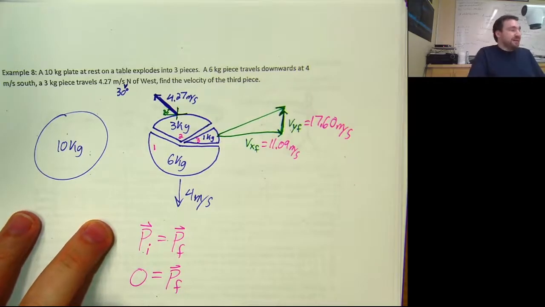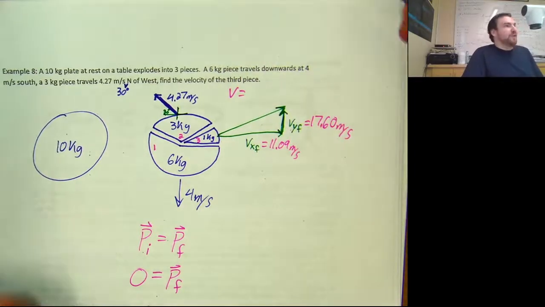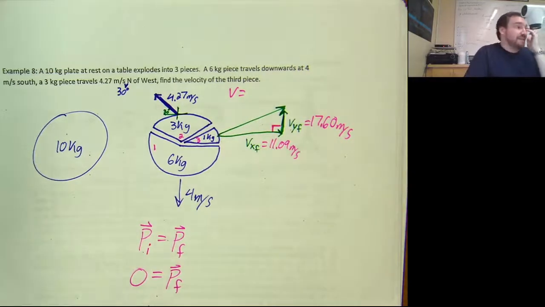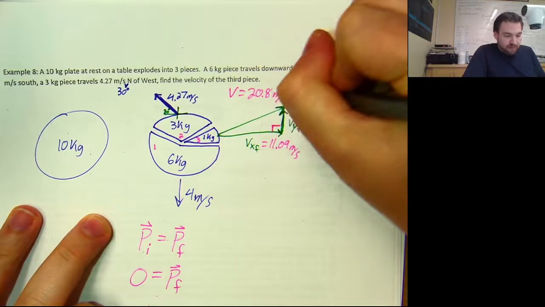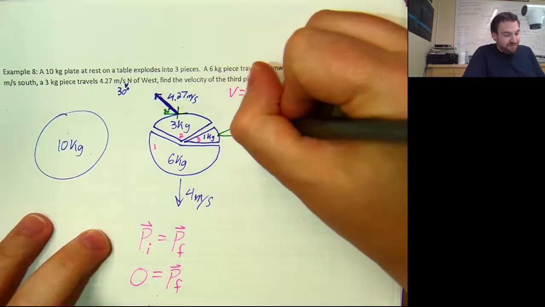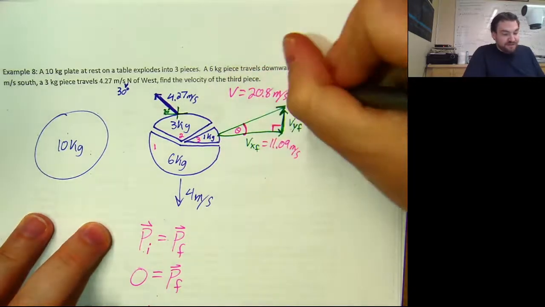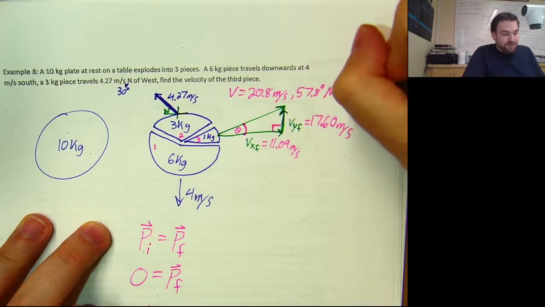So I put my components back on my diagram. Total velocity is going to be equal to the square root of those squared, because components always meet at a 90-degree angle. We just use Pythagoras. What's the final velocity of our object? 20.80. What's the direction? 57.8 degrees, which way? That would be north of east.